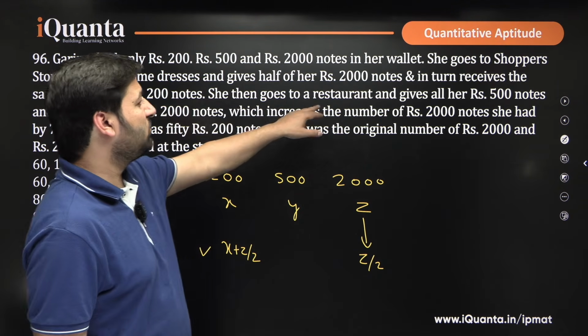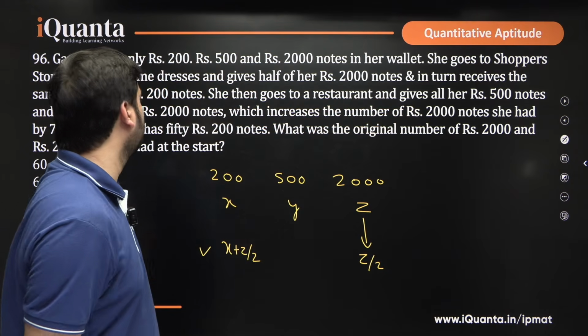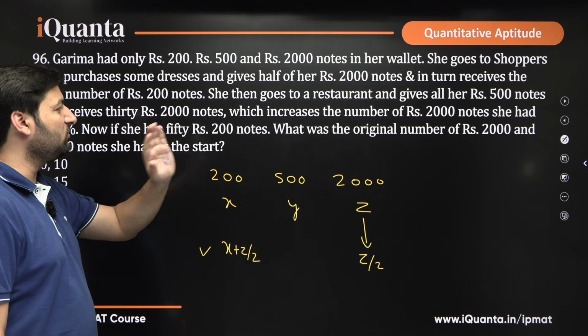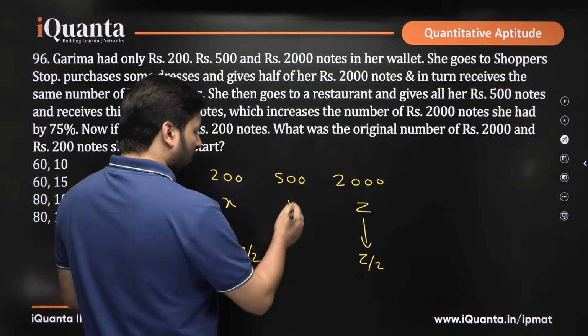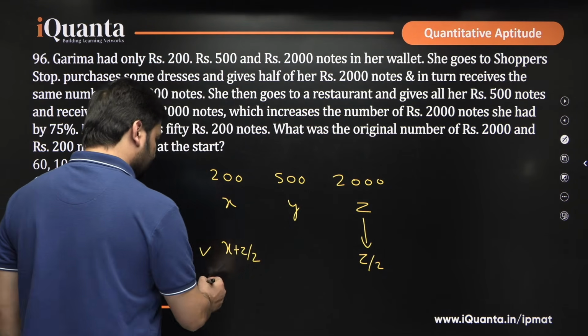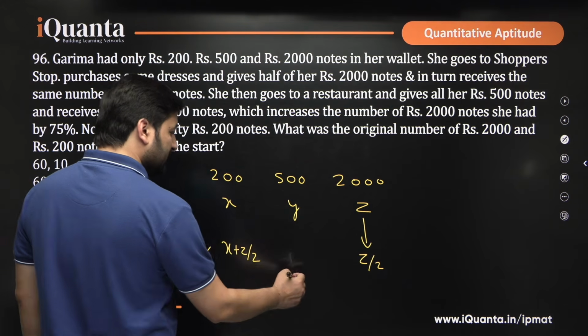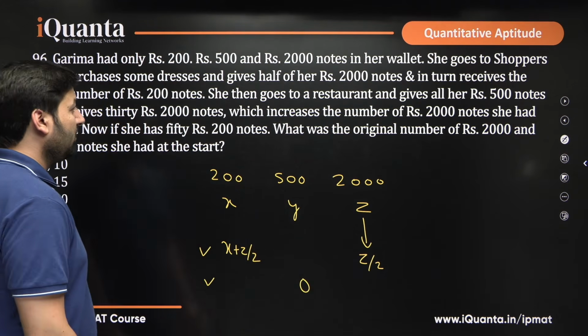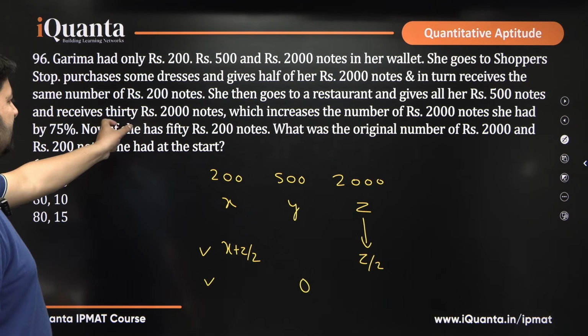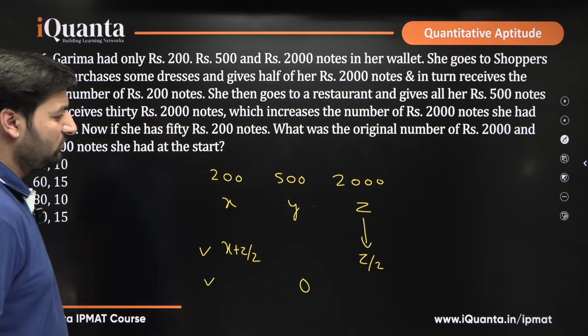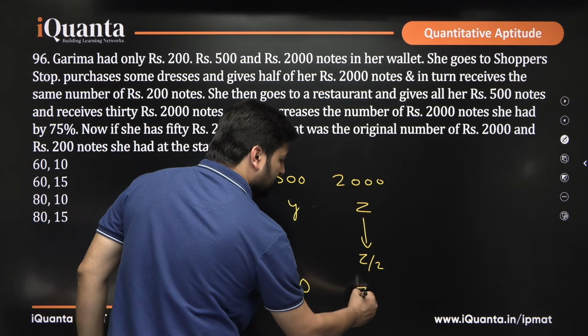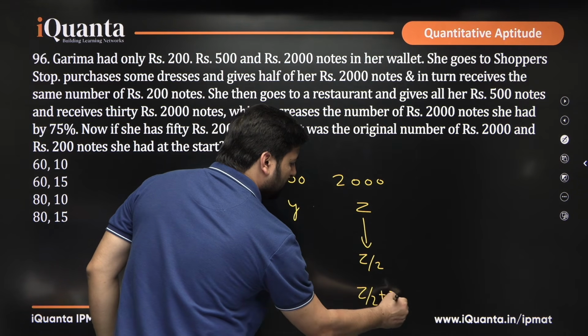She then goes to a restaurant and gives all her 500 rupee notes and receives 32,000 notes. Okay, all these Y notes are finished. This is the second day when she goes to a restaurant. She is left with 500 notes now, but receives 32,000 notes. So, this will increase. We did not spend them, but we got extra 30 notes.